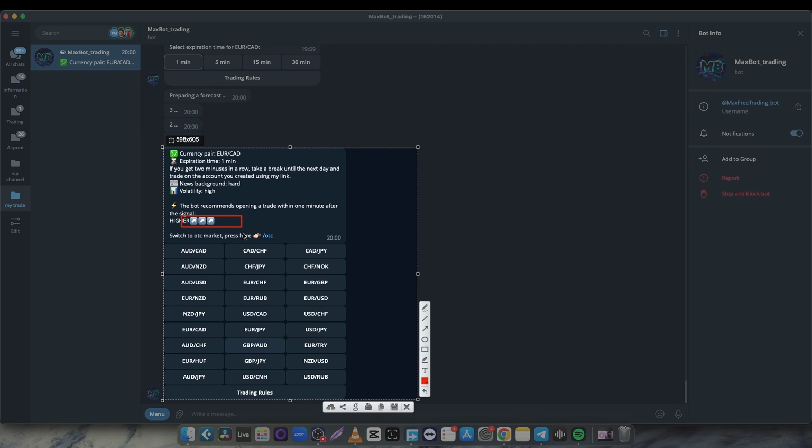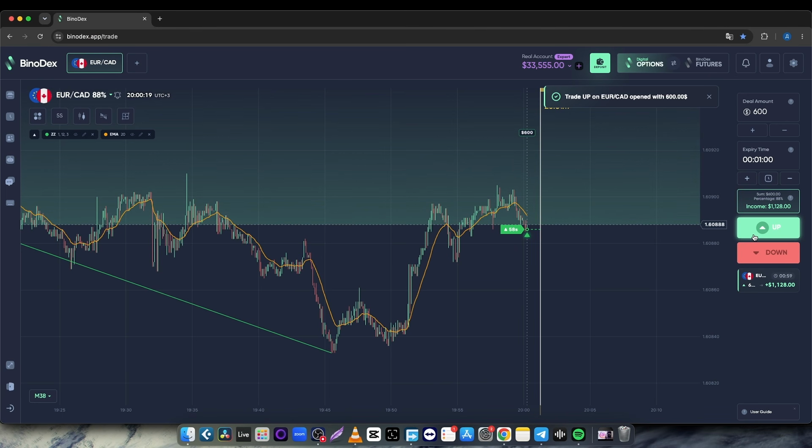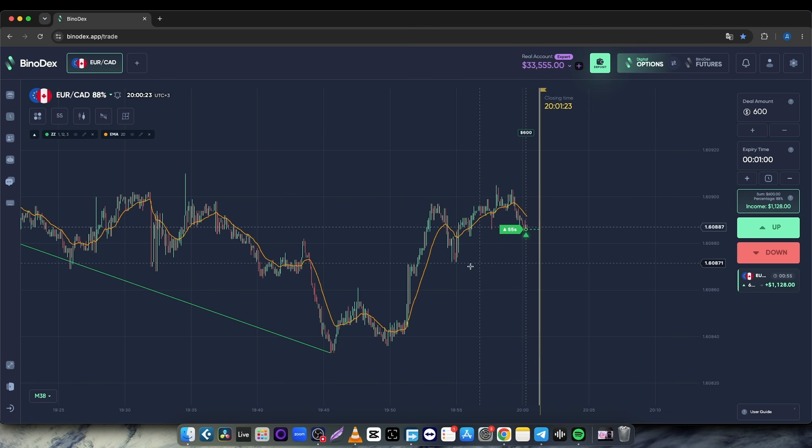Well, now I'm switching to Binodex, carefully studying the chart, and deciding to open a bullish trade based on the signal from the free trading bot. I'm sure that the price will rebound from the local support area and my trade will close with a profit.